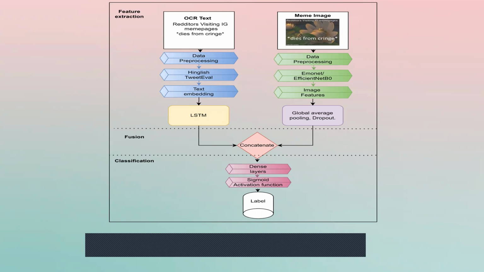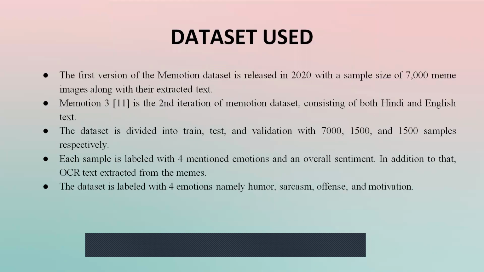When it comes to the text side, the text is carried out with pre-processing, and then the pre-processed text is converted into text embeddings with the help of TweetEval. After that it is followed by an LSTM, and then we concatenate it with the image features, and then we have added a few dense layers for the classifier part, and then we use a sigmoid activation function.